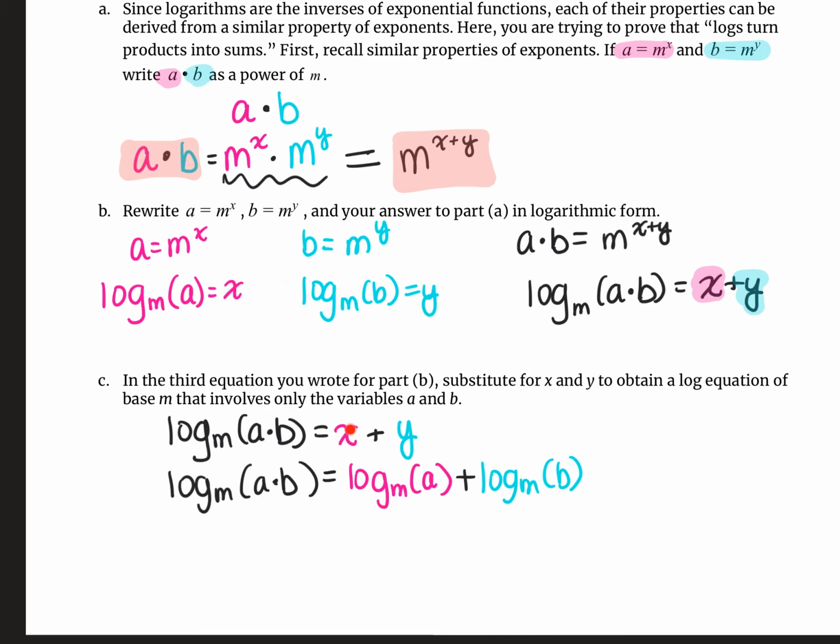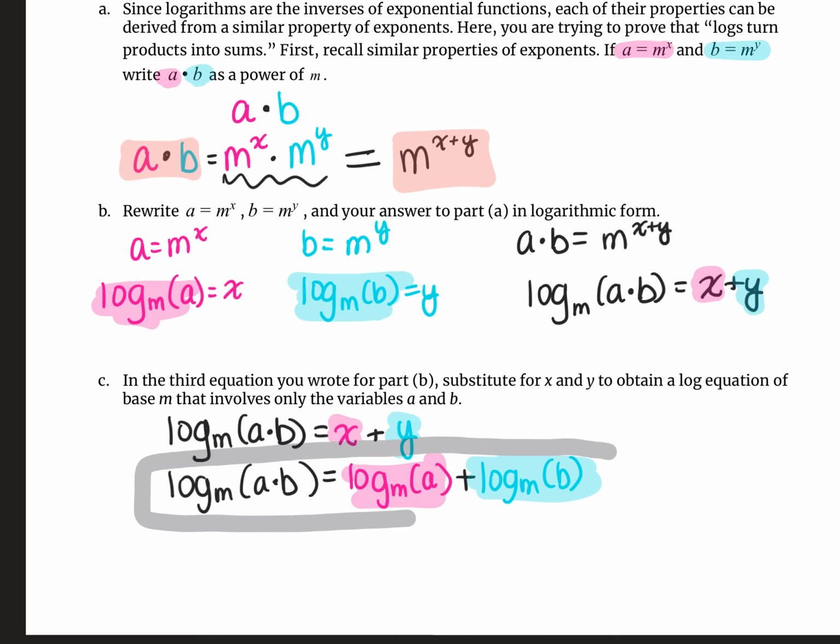Okay, now I know x, another way to write that, is log base m of a. So where I see x, I replace it with the log base m of a. And then I know y is really the log base m of b. So where I see y, I replace it with the log base m of b. And look at the resulting equation. This resulting equation is exactly what we were trying to prove in the proof above.